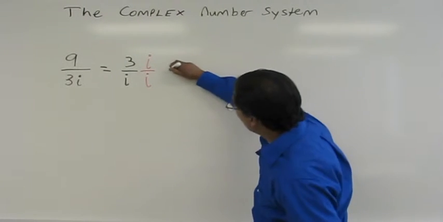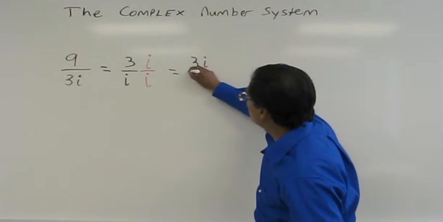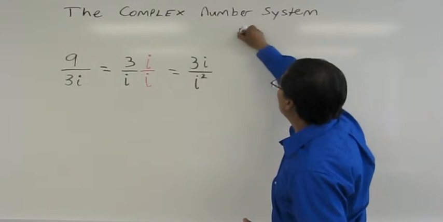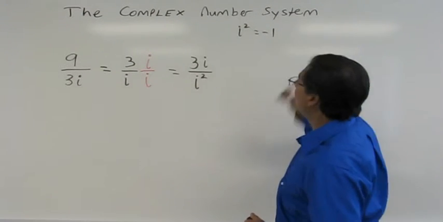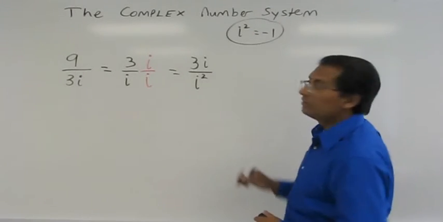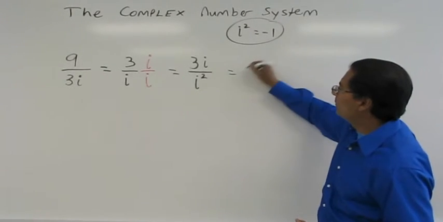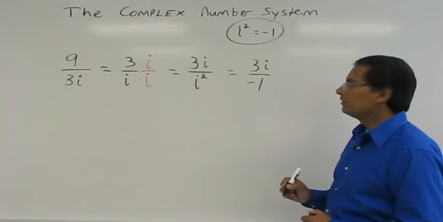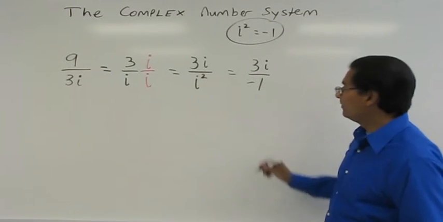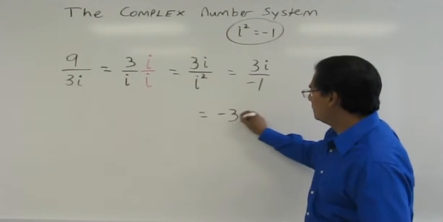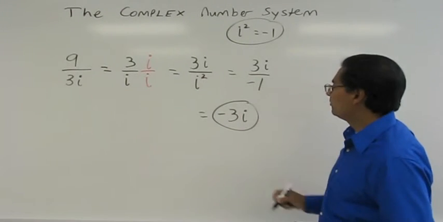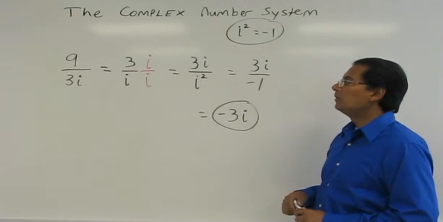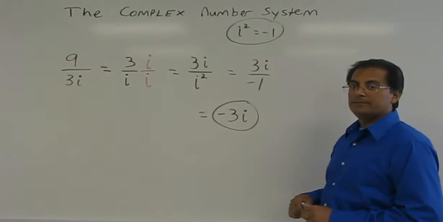But what we're going to end up with is 3 times i is 3i. And on the bottom we're going to have i times i, which is i squared. But we might remember i squared is negative 1. So the bottom is actually negative 1. So this is 3i divided by negative 1. And 3 divided by negative 1 is negative 3. So we actually have negative 3i. So that is our simplified version of 9 over 3i, negative 3i. So this is very useful when we're dividing by a complex number.